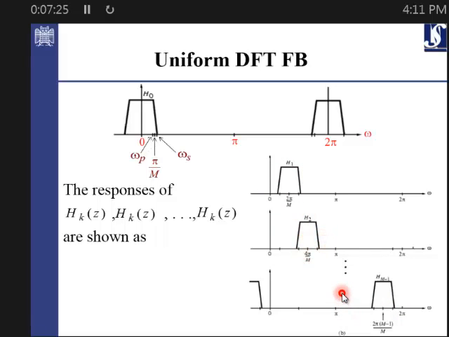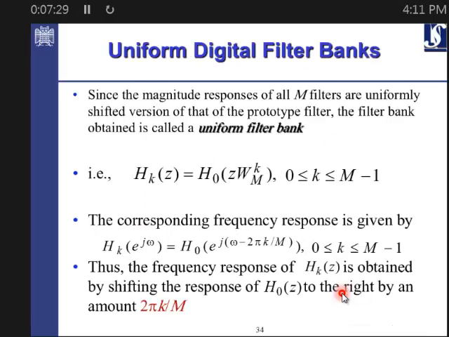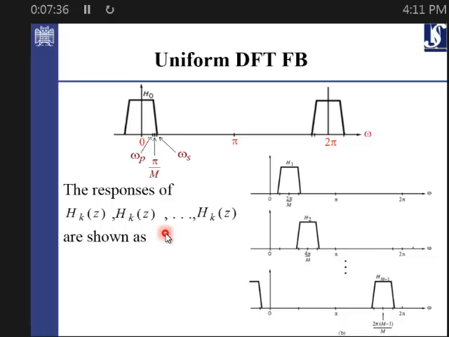That's why it's called the uniform DFT filter bank. And that's the equation. So the only thing we need to go through is one prototype filter, which is called H0. And for this prototype filter, you have to design it in this way that, for example, if you have M bands, then this cutoff frequency should be pi over M. And it will repeat on 2 pi. So that's the entire thing that you need to go through.